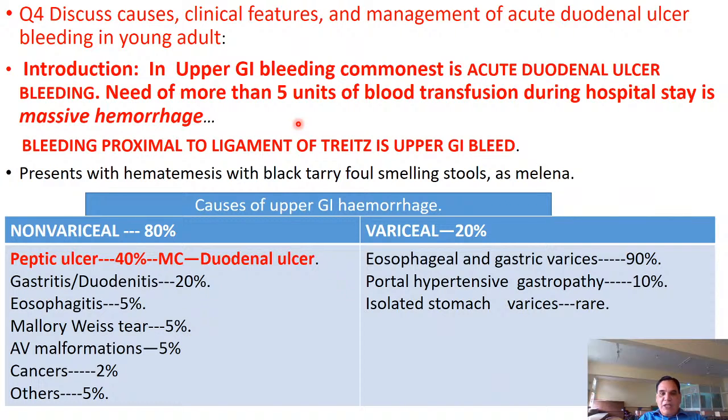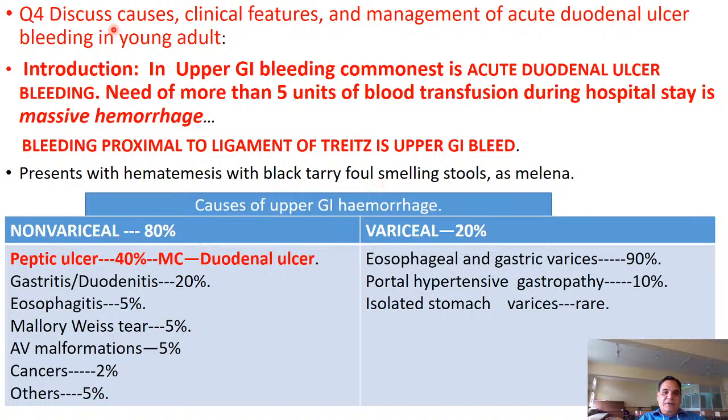And by definition, what is upper GI bleeding? Upper GI bleeding means bleeding from a source proximal to the ligament of Treitz. Last time I told you. That is called upper GI bleed. Lower than the ligament of Treitz, lower GI bleed. But even because of blood in the stomach, the patient can give rise to melena. And unfortunately, the stools have a very foul smell and are black colored.